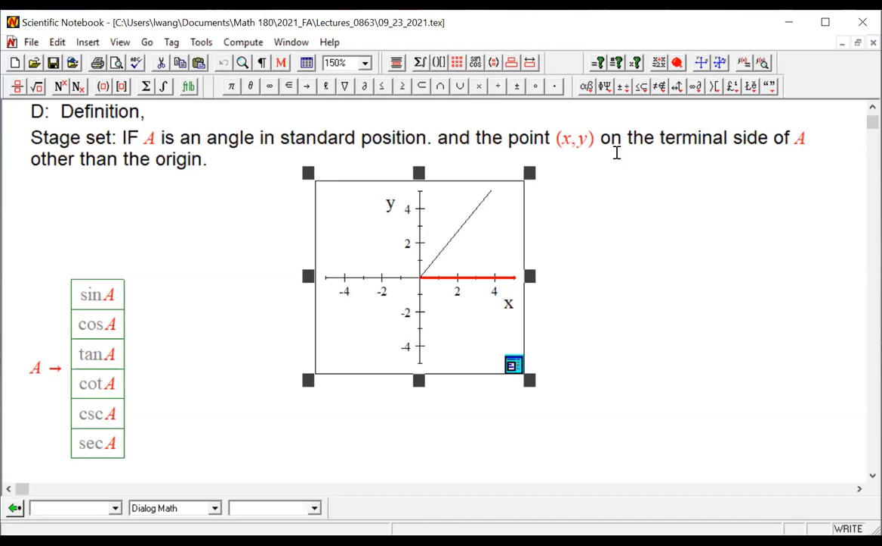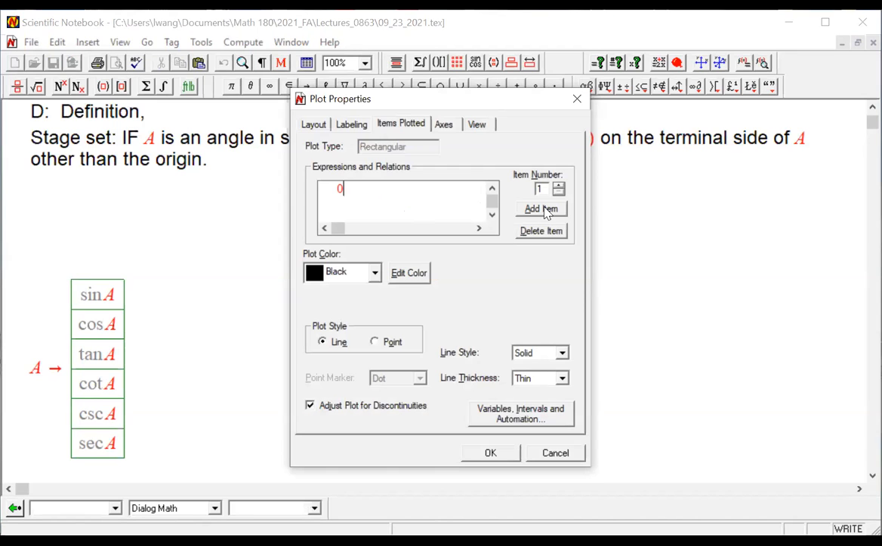And the point x comma y is on the terminal side of the angle. So I'm going to mark a point, just arbitrarily. As a matter of fact, I should be doing a different point. Forgive me, I'm going to do a point.